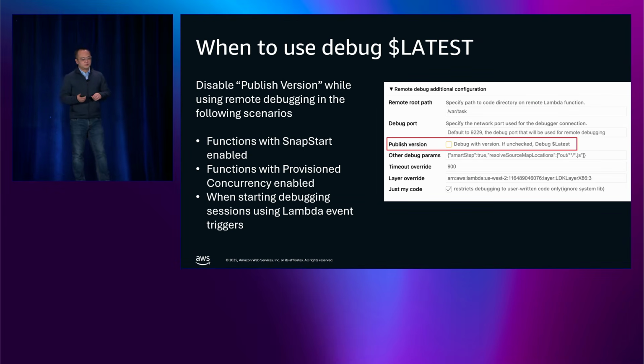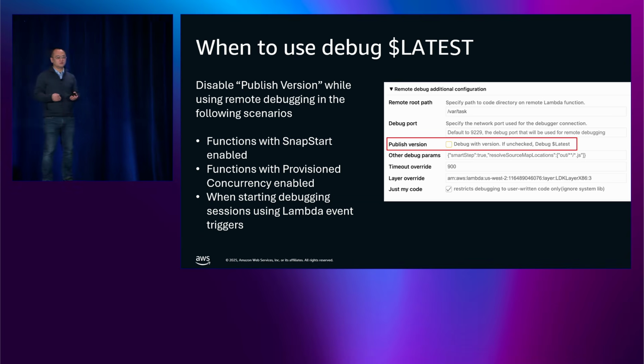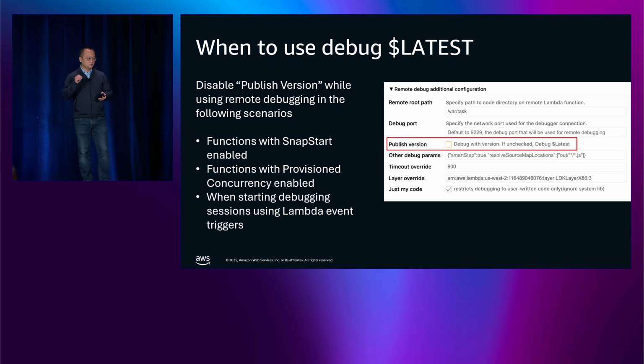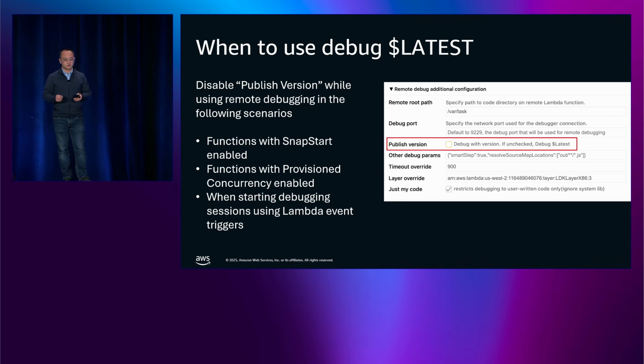But there are some situations where we may not want to publish a version, because if your function has snapshot configured or provisioned concurrency configured, publishing a version takes time, like 1 minute or 2 minutes. So that actually slows you down. If you are debugging in an environment where you are sure it's just you debugging or sending traffic to it, you can uncheck that box to not publish a version. We can just debug the latest. So this will be much faster.